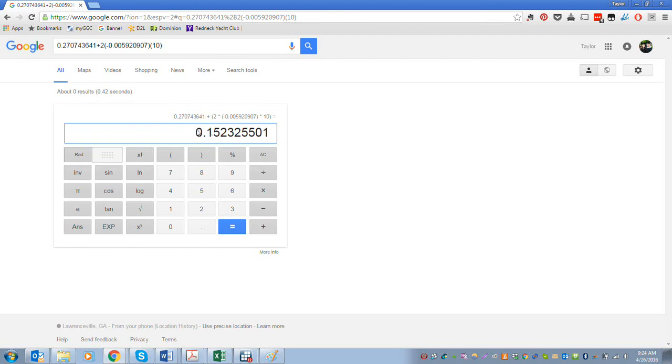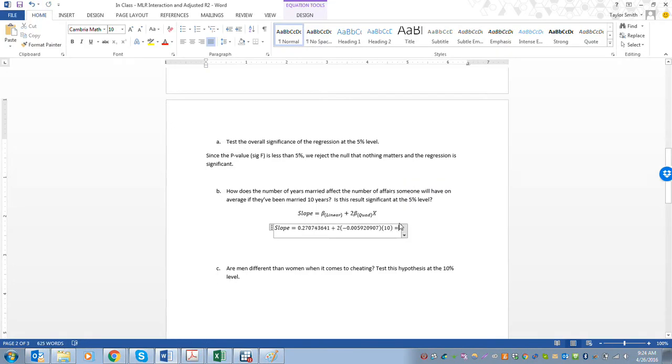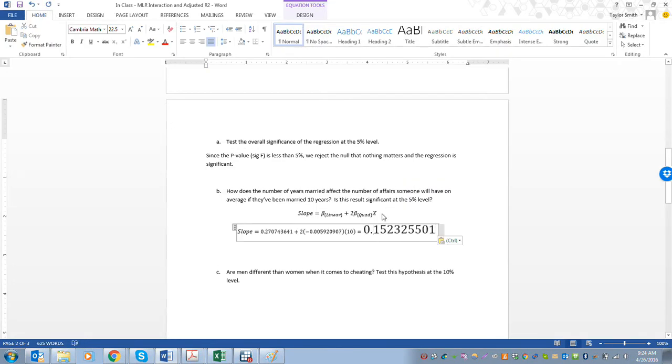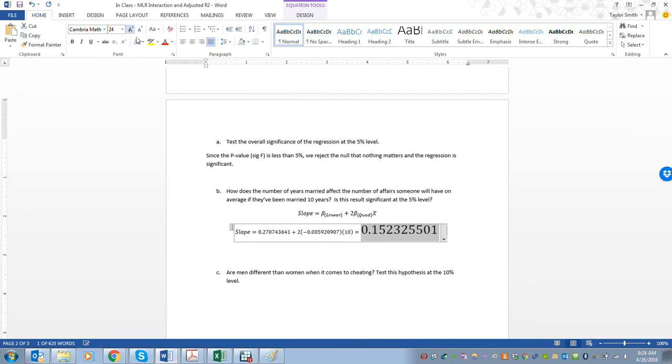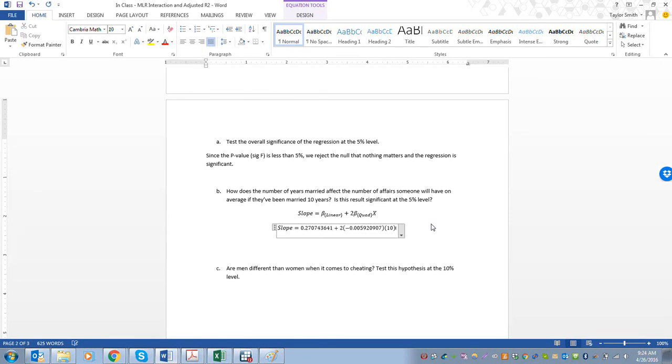Plug that in Google. And we get 0.1523. Ooh, it's got big. Okay. Let's bring that font size down a little bit. Whoa, just kidding. Well, let's fix that problem. Oh, come on. That's what I get for trying to do stuff late at night. Okay, so there's our answer.